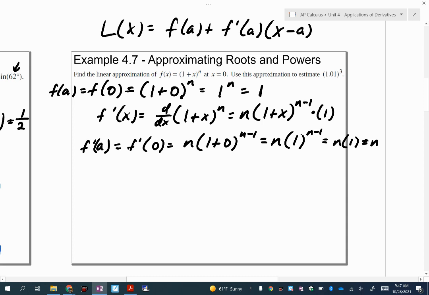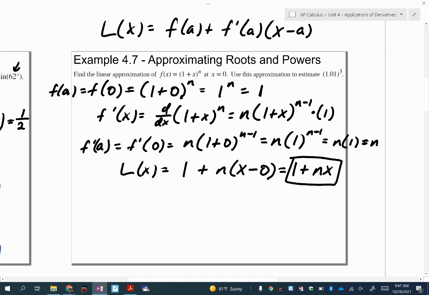All right, so this linear approximation became f of a, which is 1, plus f prime of a, which is n, times x minus 0, because my a value is 0. And to clean this up a little bit, that's just 1 plus n times x. So this is the linear approximation of this function at x equals 0. Now I'm going to use that to estimate 1.01 to the third power.